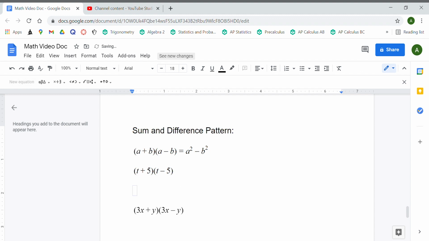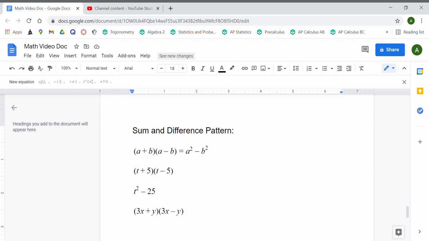And so we're going to try and work this out. So first thing we do is t times t is t squared. Don't worry about any t terms because we get negative 5t and positive 5t. Those cancel each other out, so the t terms are gone. And then it's going to be 5 times negative 5, which is negative 25. That's pretty easy, guys.